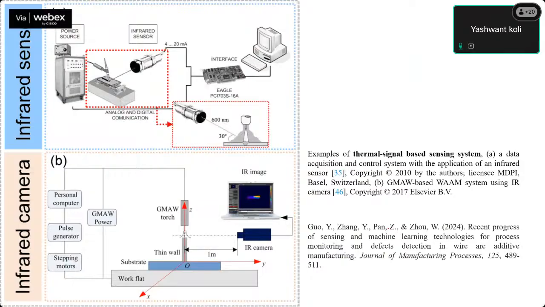So next is the thermal signal based sensing system. For thermal, we are using infrared cameras and infrared sensors. Basically, I think everyone is well aware of infrared cameras and sensors. Thermal based sensing methods like thermography, infrared emissions, and temperature monitoring are widely used for detecting welding defects, such as wormholes, lack of penetration, lack of fusion, porosity, cracks, and deformation. All these can be detected by thermal based welding defect detection.